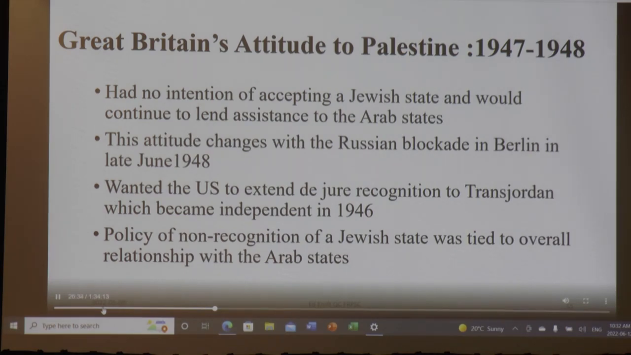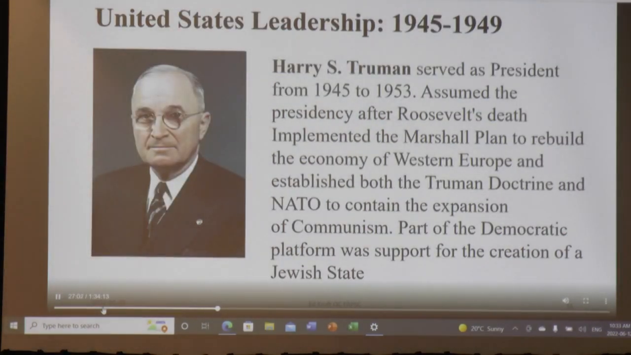And it wanted Transjordan to become a member of the United Nations, which the United States hadn't necessarily agreed to support. So all of this debate about a Jewish state, Arab states, Palestine, everything else was tied heavily into politics, into economics, and the support by one or more countries of other countries within the region for political and economic reasons.